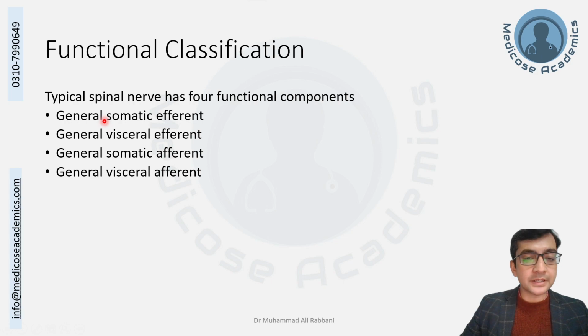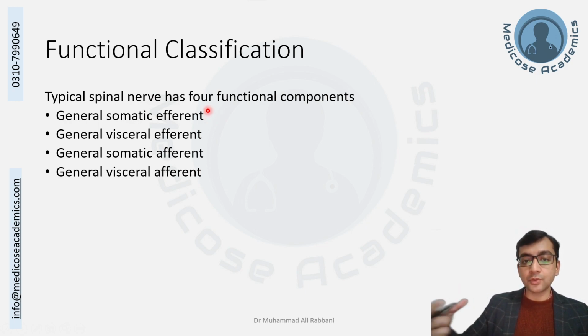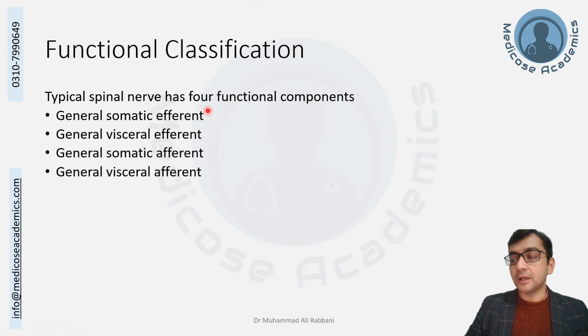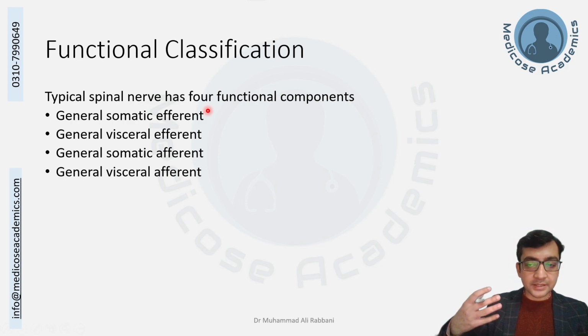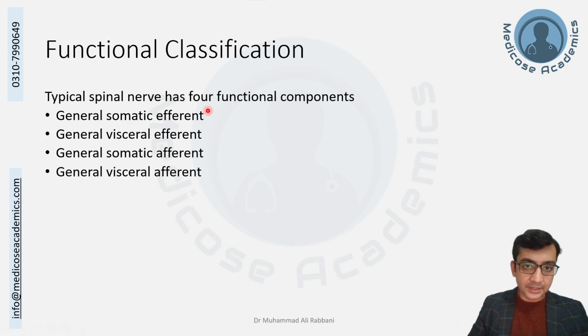So the fibers that are of the somatic nervous system and carrying signals away from the cell body are general somatic efferent. These will be the fibers that deliver their supply to the muscle cells that are under voluntary control. So the signal carrying impulse to my muscles so that I can move them at will, those are general somatic efferent fibers.